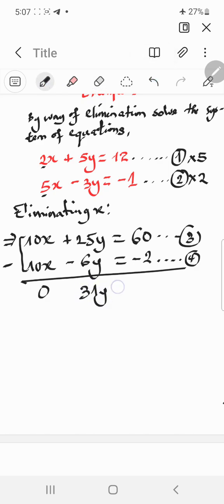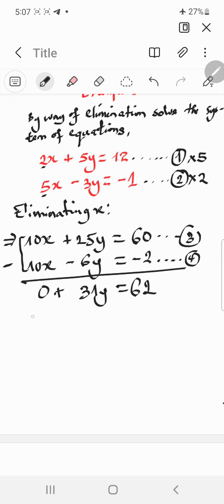Positive, is equal to 60 minus negative 2. Same thing happens here. 60 plus 2 is 62. So this is 62. Now, what do we have left here? We just have 31y is equal to 62.